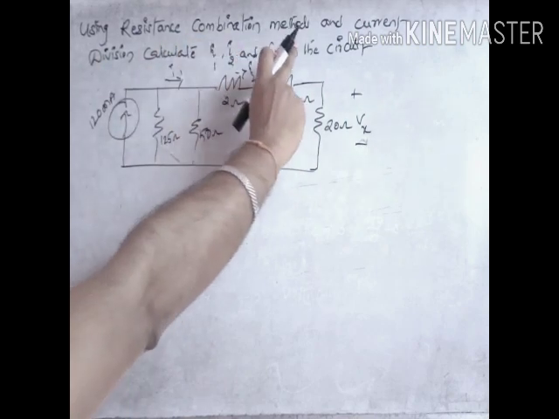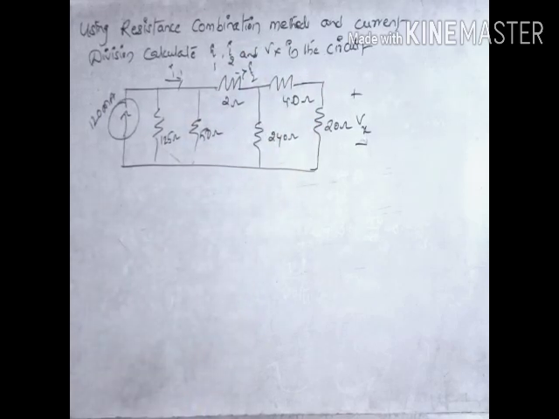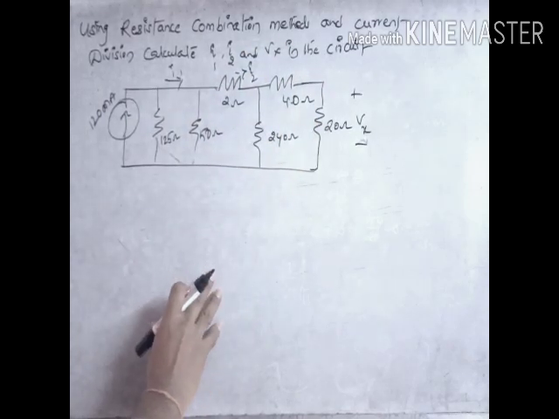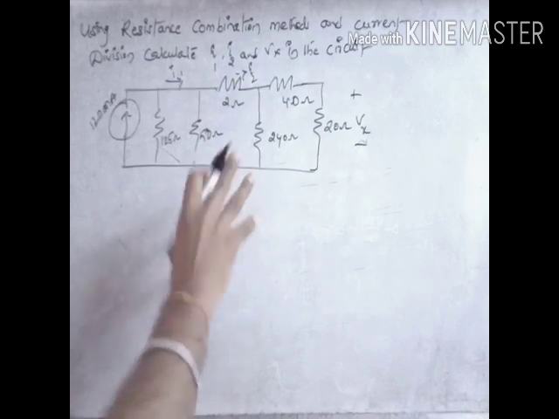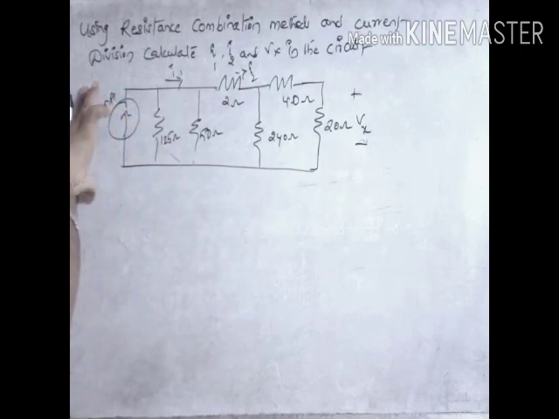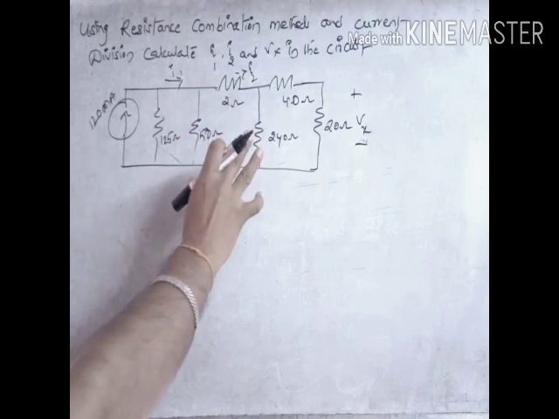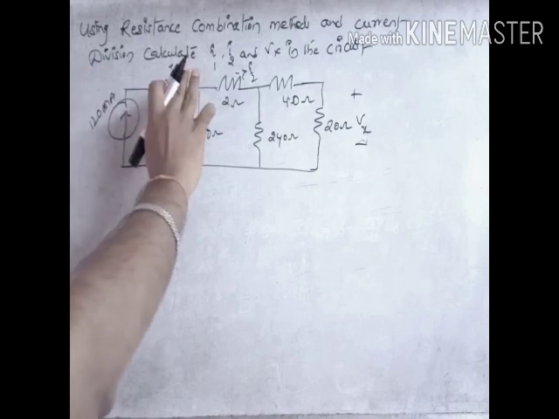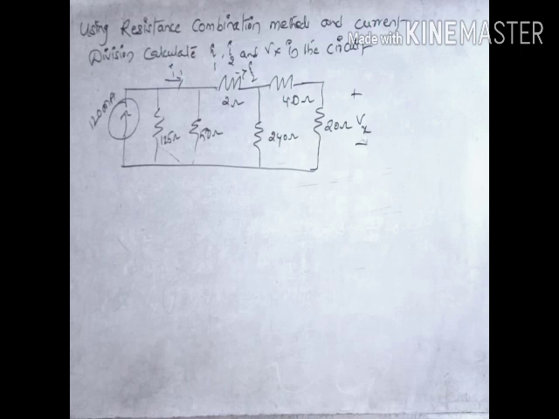Using resistance combination methods and current division, calculate I1, I2 and Vx in the circuit. So in the previous problem, we discussed how to calculate the voltage across any element using the voltage division method. But this is a parallel circuit with a current source given. If we have to calculate currents through any element, then we will utilize the current division method, and we also have to calculate Vx from this circuit. So we also have to use resistance combinations, that is, series-parallel combination methods.